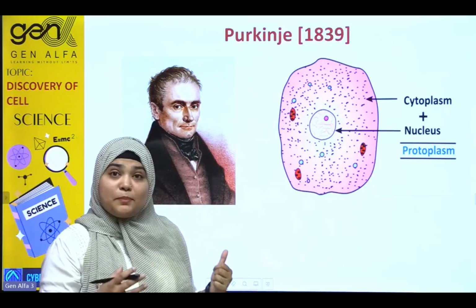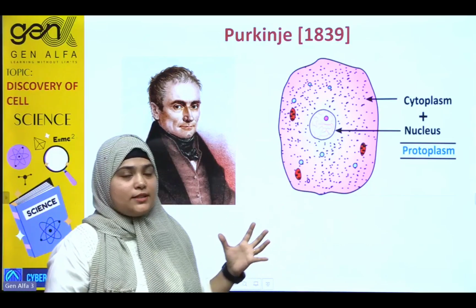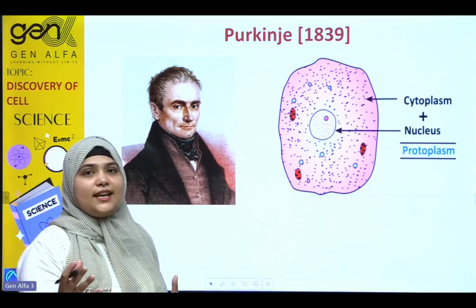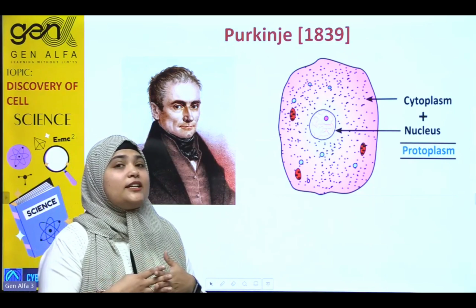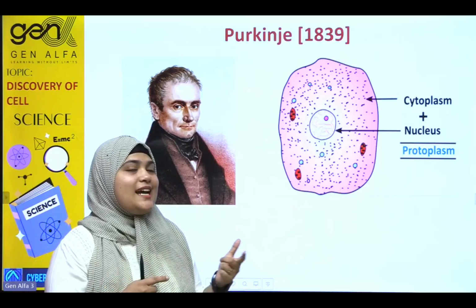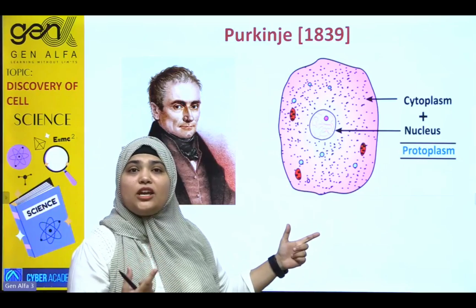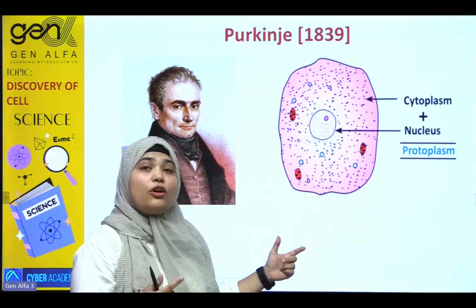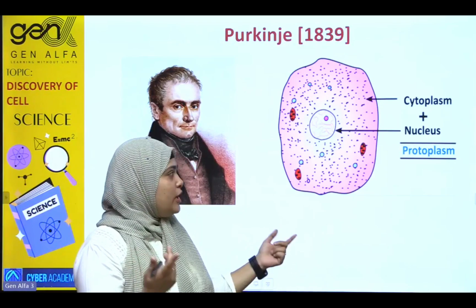It means that it contains cytoplasm and nucleus. So yes, if in any cell cytoplasm is present and nucleus is present, they are collectively called protoplasm, and yes, that cell is living. So protoplasm is basically the living component of the cell, the collection of cytoplasm plus nucleus.